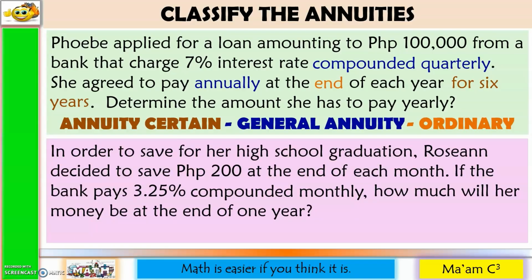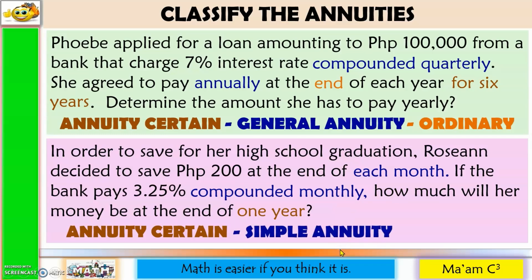One more. In order to save for her high school graduation, Roseanne decided to save 200 pesos at the end of each month. If the bank pays 3.25% compounded monthly, how much will her money be at the end of 1 year? So it says here that Roseanne will save for 1 year. So this is annuity certain. She is going to save each month, meaning monthly, and the interest is compounded monthly as well. So the interval of deposit coincides with the conversion period. So this is simple annuity. And she is going to do it every end of the month. So this is ordinary annuity.